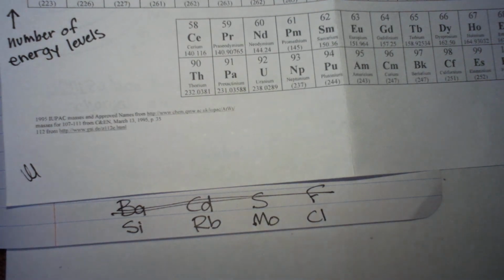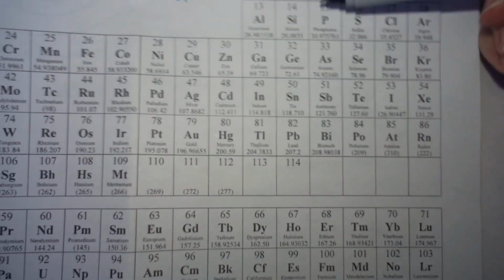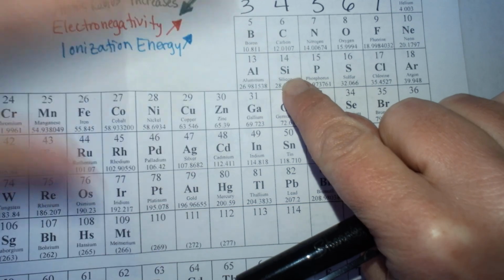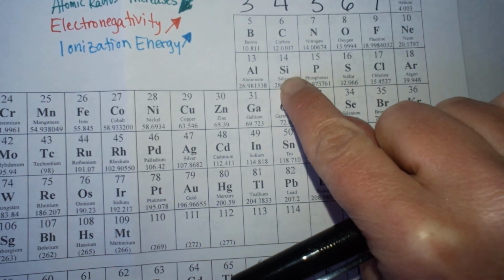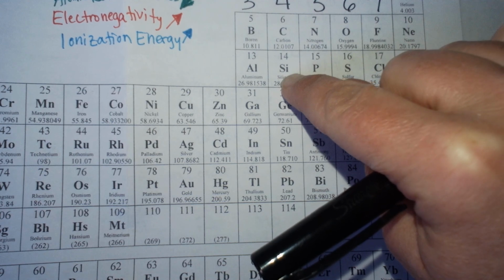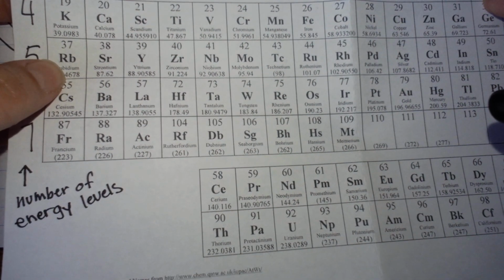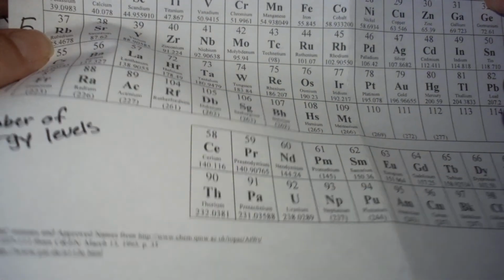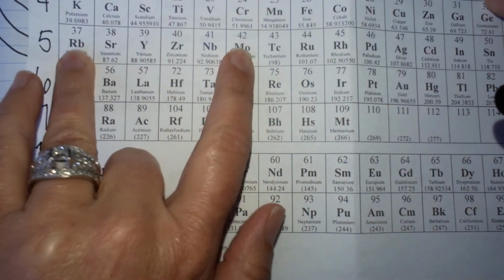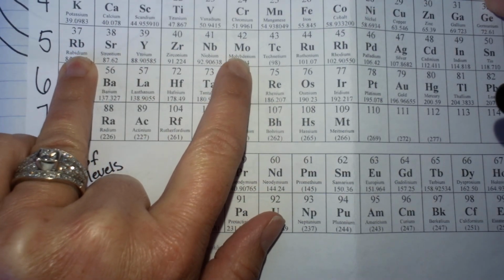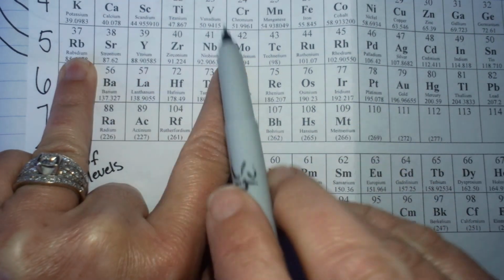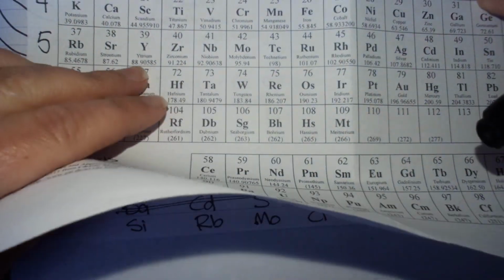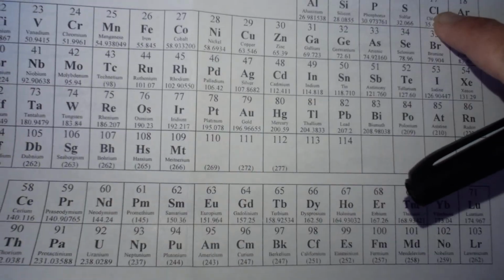Alright, that's a better example. If we look at silicon on the periodic table, silicon is over here. So we know that it has a pretty high ionization energy. Our next one was rubidium. Rubidium is way over here. So we know that rubidium has a lower ionization energy than silicon. Okay, but then molybdenum is right here. So our order would be rubidium, molybdenum, silicon, and then chlorine is on this side.